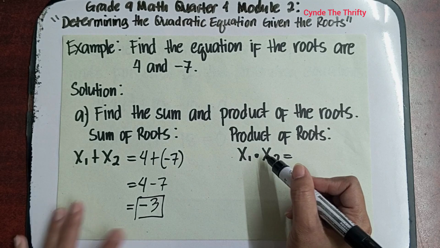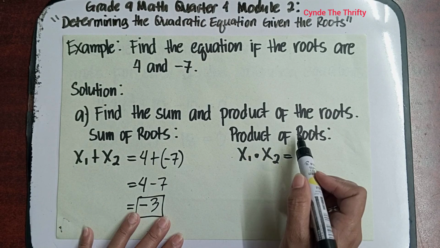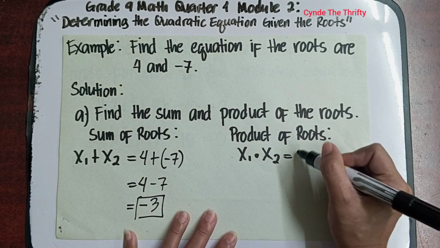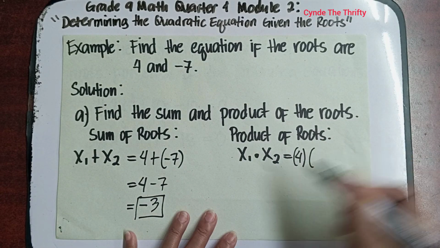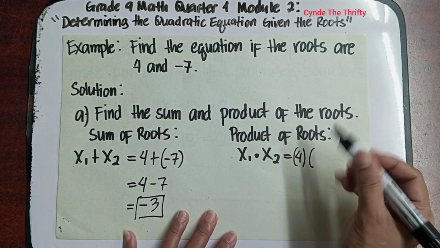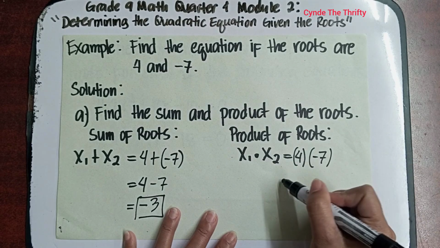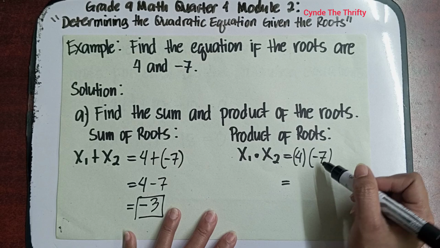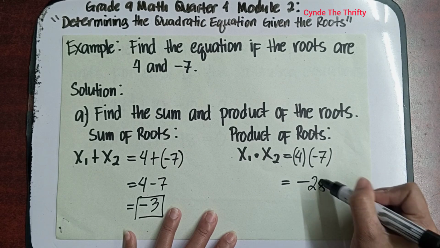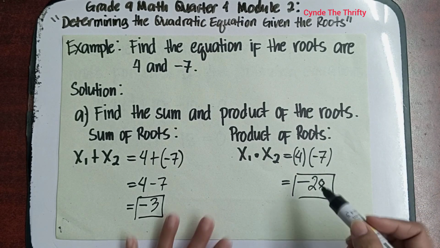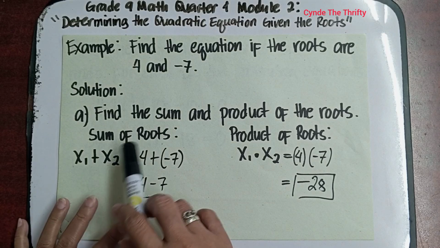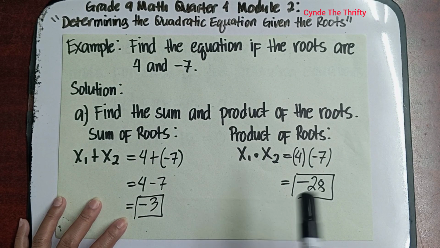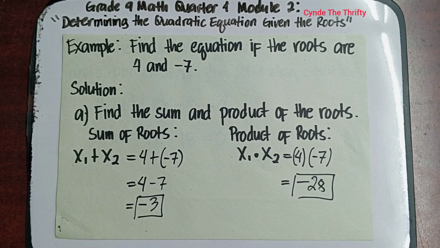Dito naman tayo sa product of roots. Sa product of roots, x sub 1 multiplied by x sub 2. So, ang x sub 1 natin is positive 4 multiplied by the value of our x sub 2 na negative 7. Okay? So, positive 4 times negative 7 is equal to negative 28. Okay, so ito na yung product of roots natin. Ngayon, meron na tayong sum of roots na negative 3 and product of roots na negative 28. Ano yung susunod na step na gagawin natin?